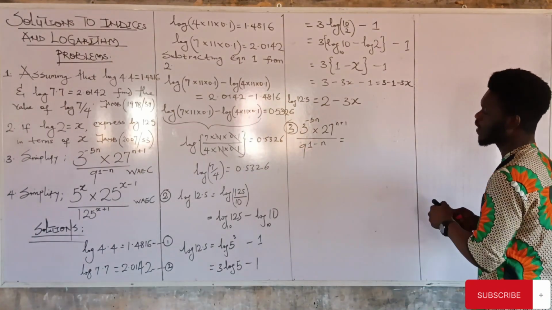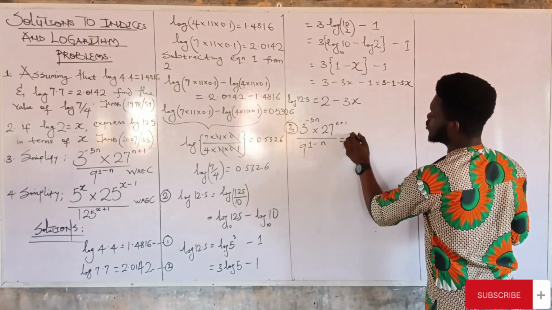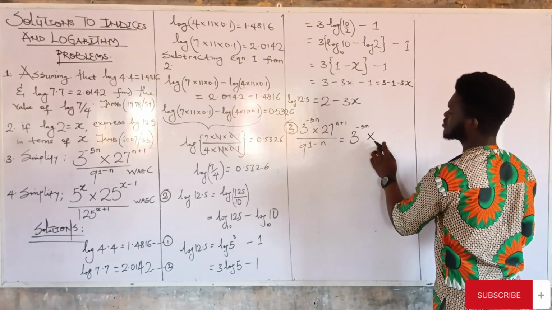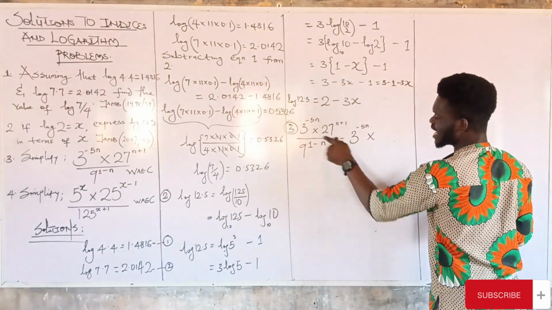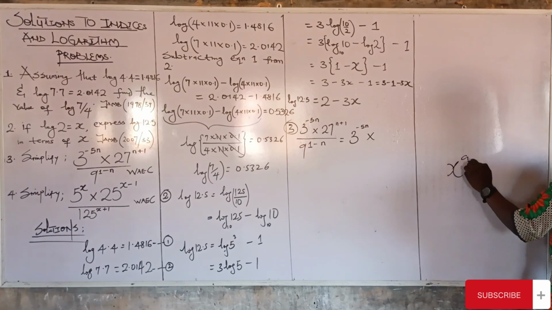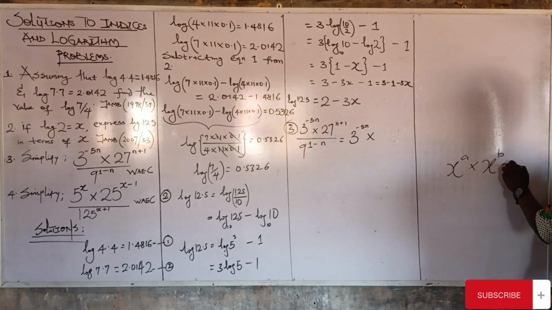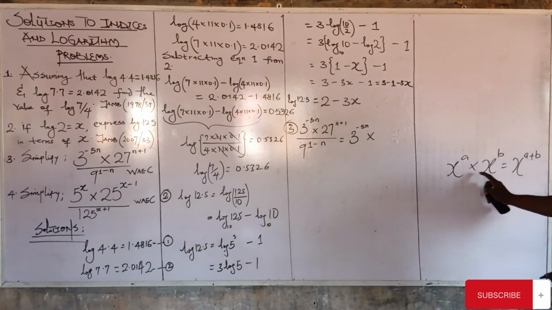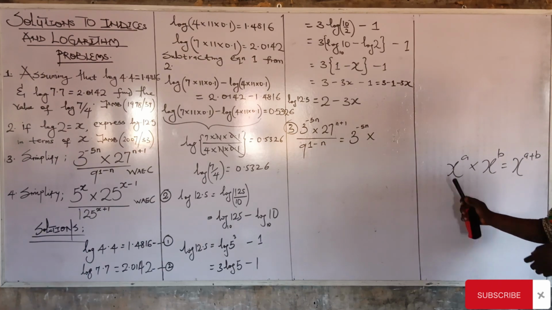So what we are going to do now, we are going to say what? 3 raised to the power of minus 5n times, the base has to be the same, because the law that we already know is that x raised to the power of a times x raised to the power of b must be equal to x raised to the power of a plus b. This is the law we've already known. So we have to make sure that these two x are the same. That's the only prerequisite for this theorem to work out.